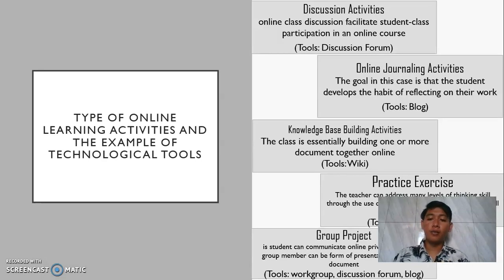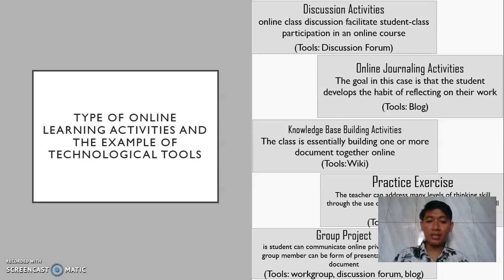Okay, the next one is types of online learning activities and examples of technological tools. The first one is discussion activities. Online class discussion facilitates student class participation in an online course. An example tool is the discussion forum. And the second one is online journaling activities. The goal of this is that the student develops the habit of reflecting on their work. The tool is a blog.